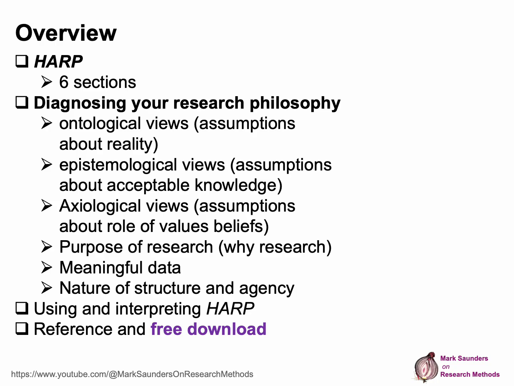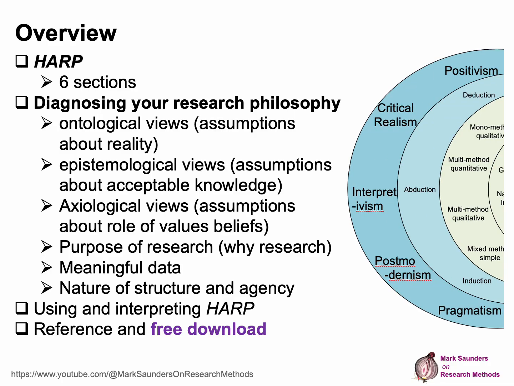In this presentation, we're going to be focusing on HARP, heightening awareness of research philosophy, and its 6 sections. We're going to be using these to diagnose your research philosophy: your ontological assumptions, your epistemological views, your axiological views, the purpose of research, what you understand by meaningful data, and what you understand by nature, structure, and agency. In doing that, we'll be able to look at 5 widely used research philosophies within business and management research: positivism, critical realism, interpretivism, postmodernism and pragmatism. And we're going to look at how we both use HARP and also how we interpret the output from it.